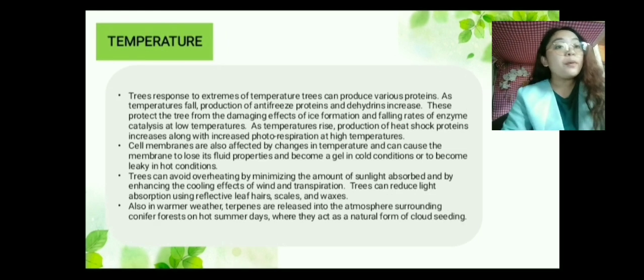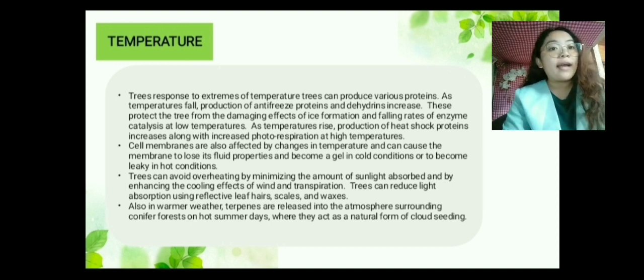What is temperature in tree response? In response to extremes of temperature, trees can produce various proteins. As temperature falls, production of antifreeze proteins and dehydrins increases. This protects the tree from the damaging effects of ice formation and falling rates of enzyme catalysis at low temperature. As temperature rises, the production of heat shock proteins increases, along with the increase of photorespiration at high temperatures.